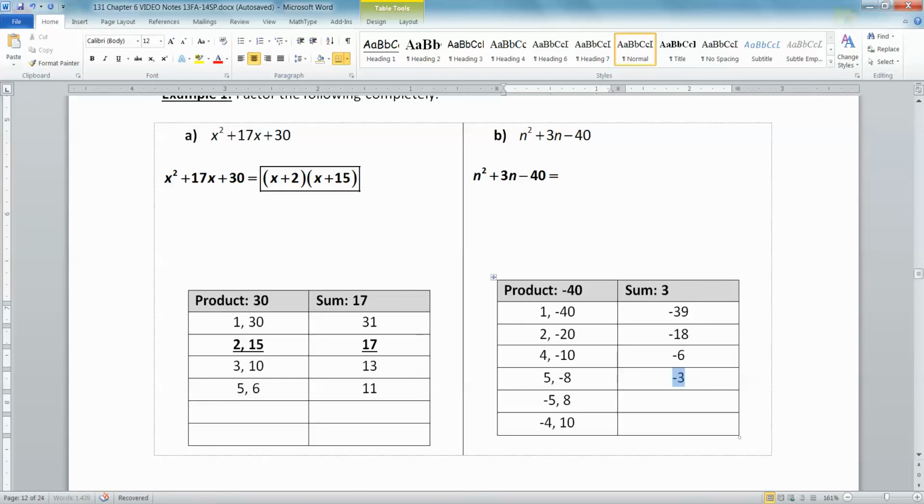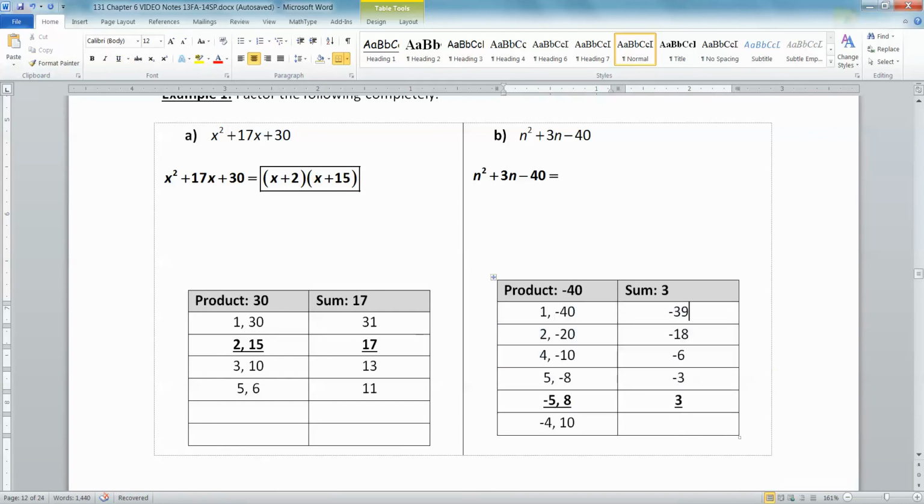But you can kind of see it right here. Do you see how 5 and negative 8 made negative 3? Well, that's it, right? We want positive 3. So this must be the one right here. If we add up negative 5 and positive 8, we're going to get 3. Right? So if you do one batch, you kind of know the other batch, right?